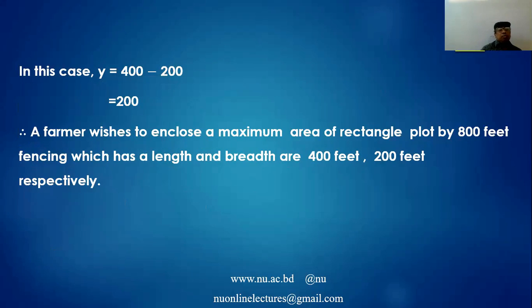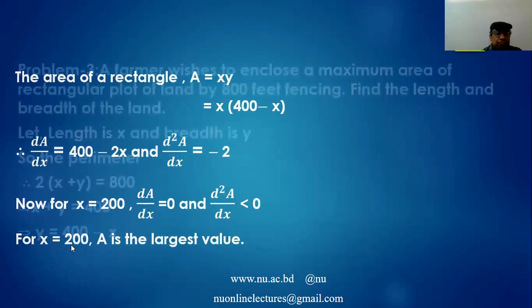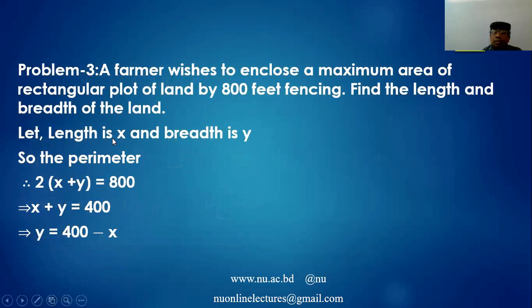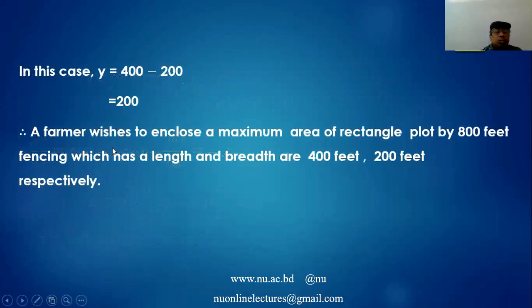So a farmer wishes to enclose a maximum area of rectangular plot by 800 feet of fencing, which the length and breadth should be x is 200 and y also 200, not 400. It should be 200 because x is 200. X is the length, y is breadth. So here y is 200, and here also 200. So length and breadth are 200 and 200 respectively.